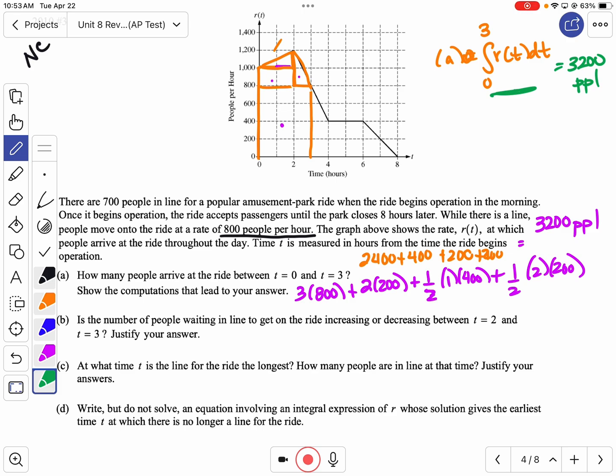Part B. Is the number of people waiting in line to get on the ride increasing or decreasing between t equals 2 and t equals 3? Justify your answer. This one actually comes from the stem itself. It says, while there's a line, people move onto the ride at a rate of 800 people per hour. Are we going to have a line from time between 2 and 3 hours?